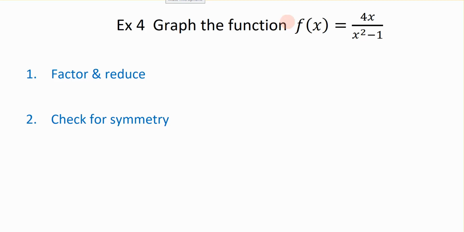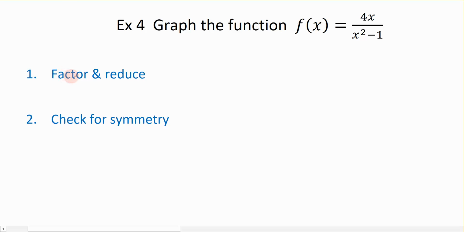Well, now that we know about the domain and the asymptotes on a function, we're ready to graph a rational function. So we have the function f of x is equal to 4x divided by x squared minus 1. There's a series of steps that we're going to follow as we go through the graphing of this function.